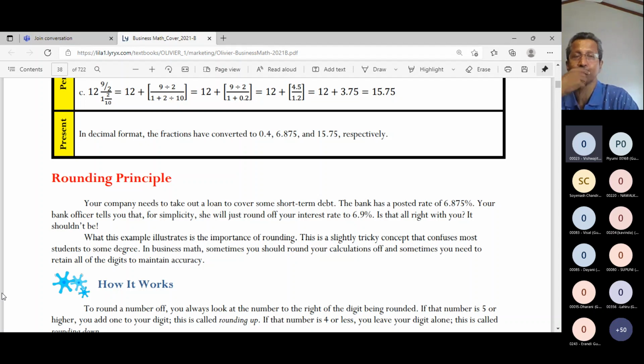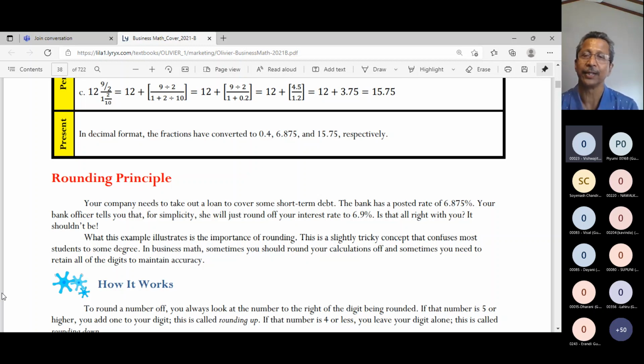Is that okay? I want an answer. The bank published the interest rate 6.875, but the bank officer who is doing the loan is saying for simplicity we'll make it 6.9. Okay, is that okay with you? No. Why? The amount will be different. Yes, the amount will be higher. If we say 6.8, then you will be happy. You say, okay, I will accept it.